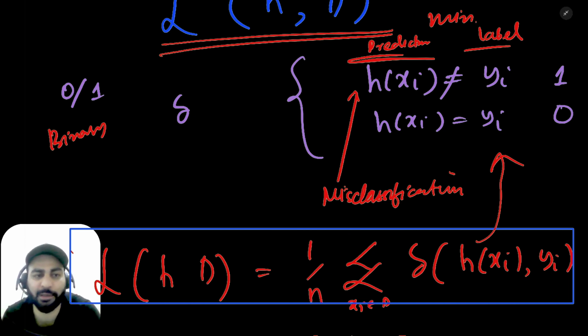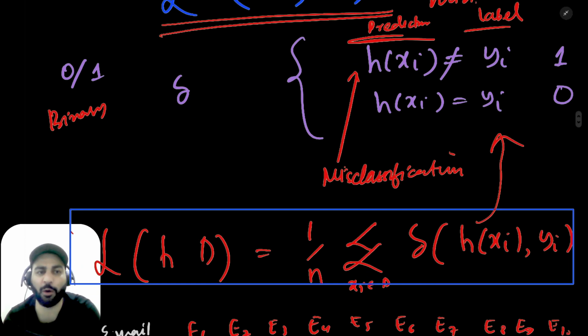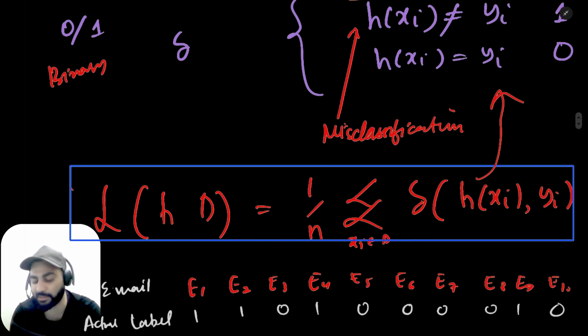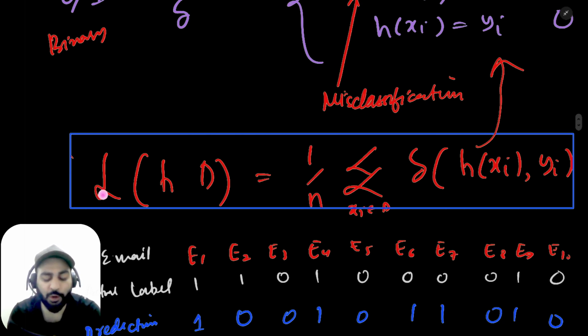Mathematics basically is a language, and you should know how to read this language. If you have to read this equation, you'll say: loss of this hypothesis h on data set D is equal to the average, because the summation plus 1 by n is the average, of this binary loss. What is binary? If there is a misprediction, the value will be 1, and if there is not, the value will be 0. So adding all of these together and taking the average of the losses is defined as the loss of this h over the data set D. Is it clear? Yes, sir.